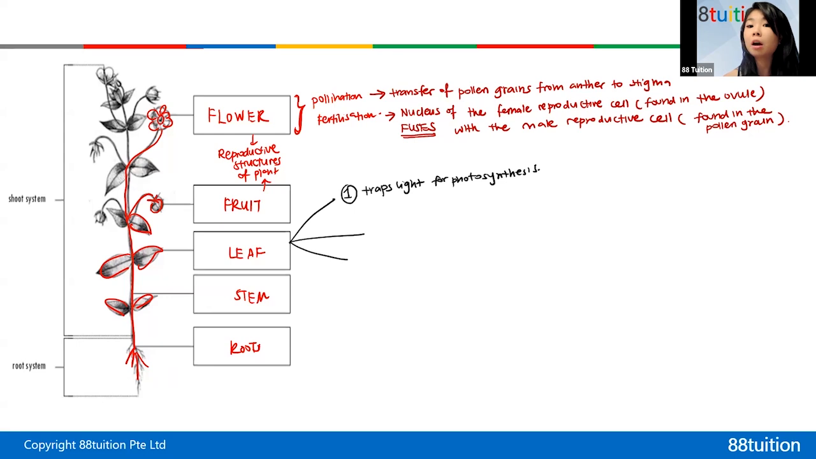Yanqing, you made this mistake in your worksheet, yeah? I don't know where you got this piece of information from. The part that traps light is not the stomata, Yanqing. The part that traps light is the chlorophyll. Where is chlorophyll found? It is found in the chloroplast. You learned cells before, right, Yanqing? In the plant cell, there is a structure called chloroplast that contains a green pigment known as chlorophyll.